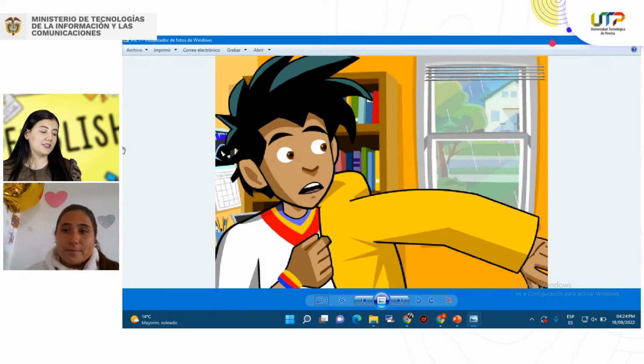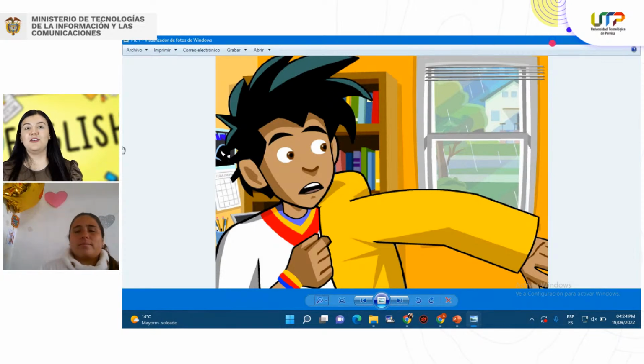Do we have any example in the chat now? We have Catherine: I was dressing up when I saw a friend. Mario Carvajal: he was putting on his jacket when he saw a ghost. Wow, that's scary. Okay, Mariana Rincon, can you write an example based on this picture?